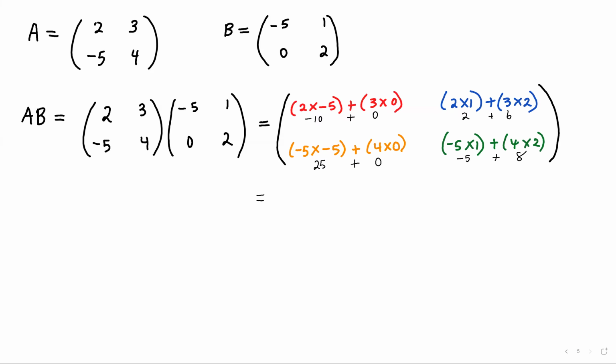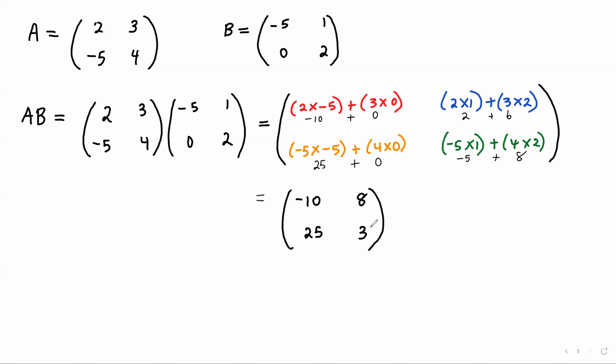So now I'm going to add all of those for my final answer. So I will get -10 plus 0 is -10. 2 times 1 is 2, and 2 plus 6 is 8. So here would be 8. Then I have 25 plus 0, which is just 25. And then -5 plus 8 is +3. And this would be my answer for AB.